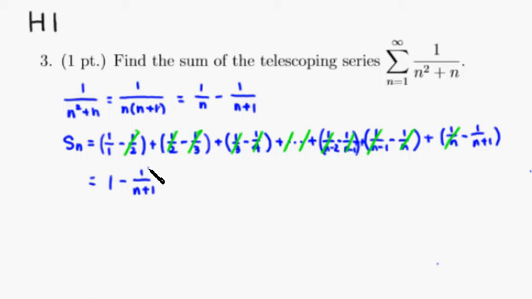The only thing left is to take the limit of this partial sum. If the limit exists, that limit is going to be the sum of this telescoping series. I hope this will get you guys going.